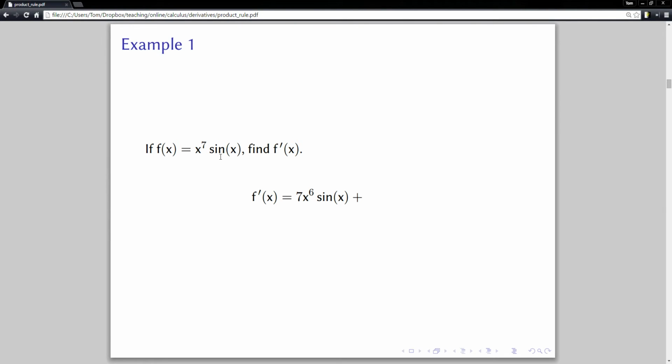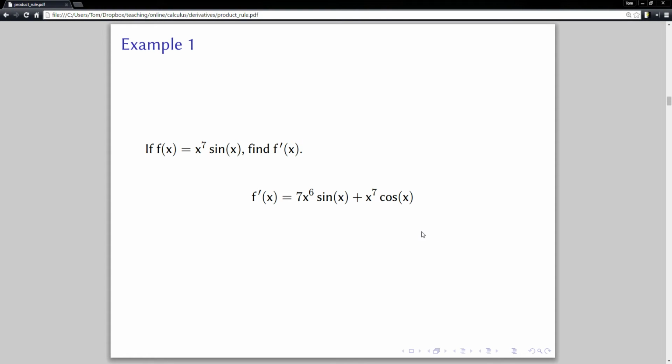And then we're going to reverse what we did before. So the first time around we took the derivative of x to the 7th. This time we're just going to rewrite it. And then we are going to multiply by the derivative of sine x. Sine x we left alone in the first round, so now we are going to multiply by its derivative, and the derivative of sine x is cosine x.